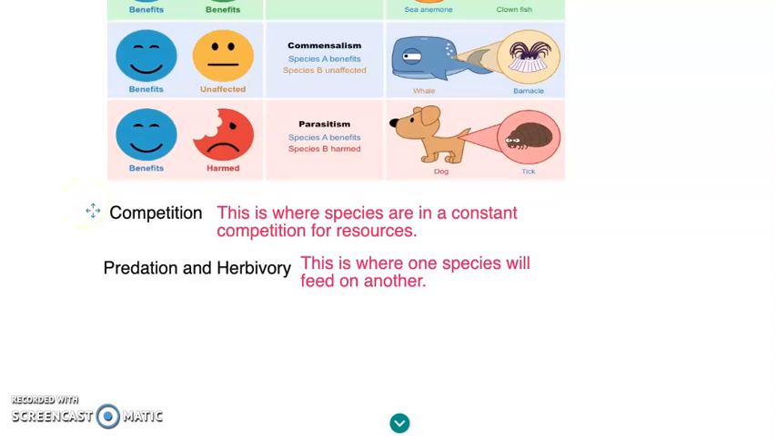Competition, where two of the same species or two different species are in constant competition for food and somewhere to live. And then we've got predation and herbivory. And this is where one species will feed on the other, whether it be an animal eating another animal or an animal eating a plant. So I will go into more detail about each of these different sections in later lessons. I just wanted this to be a quick introduction into symbiosis and what a symbiosis relationship is.